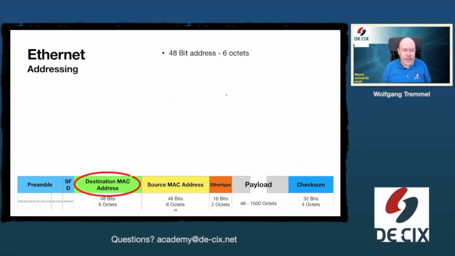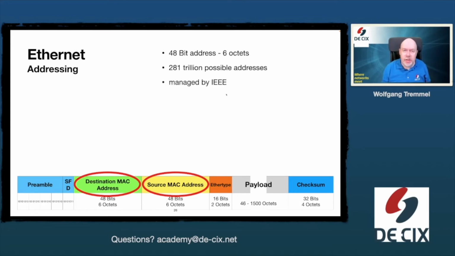Talking about Ethernet addresses, like I said, we have a destination address, we have a source address. These addresses are 48 bits. That's 6 octets long. So that's quite a lot of addresses available, and this address space is managed by the IEEE. And if you're a hardware vendor and you are building Ethernet cards, you have to purchase blocks of addresses to burn into your Ethernet hardware.